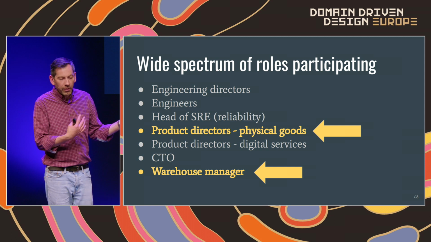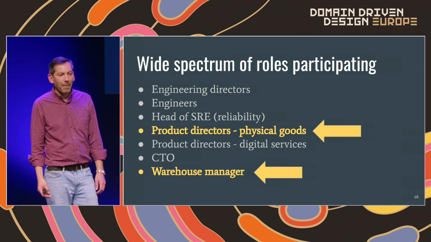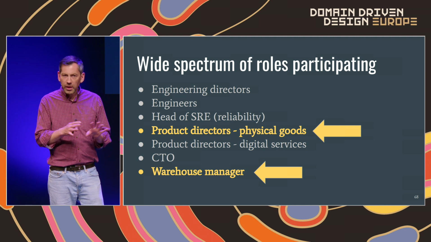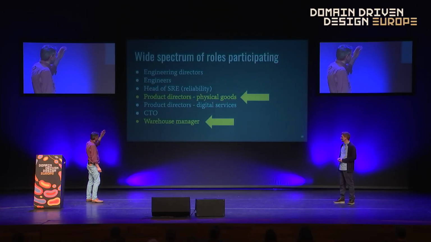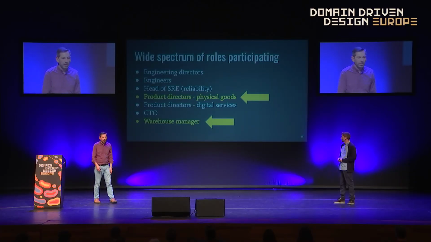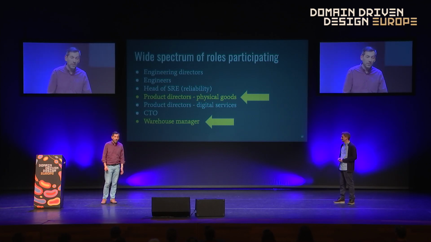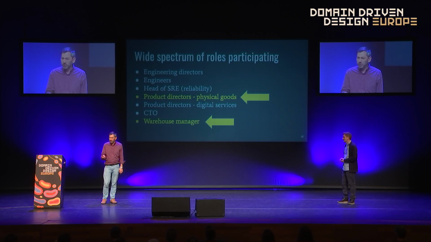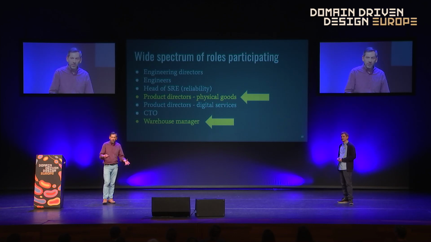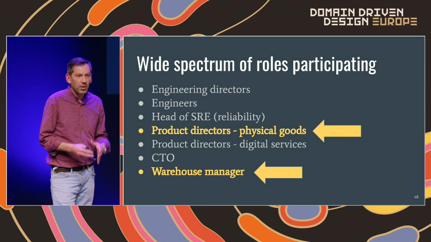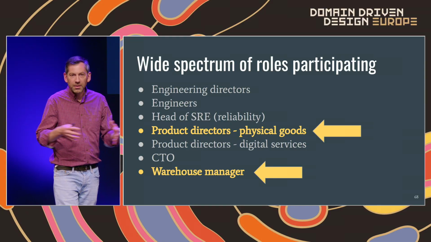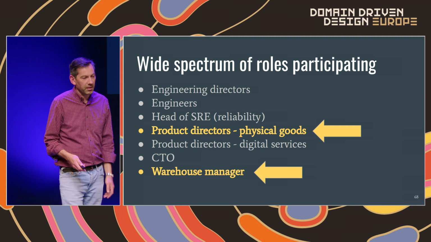When we ran a version of the independent service heuristics session with them, we actually had a really wide spread of different roles attending. Some are fairly obvious, I guess, like engineering director and engineers, head of SRE for reliability, product directors, the CTO was there. But we also had product directors for physical goods. In this case, it was clothing and accessories. And we also had the warehouse manager. So literally the person who is responsible for the physical warehouse, for shipping the goods, was also involved in the session. So this goes well outside of digital, well outside of software. This is for real physical products that this retailer was involved in.